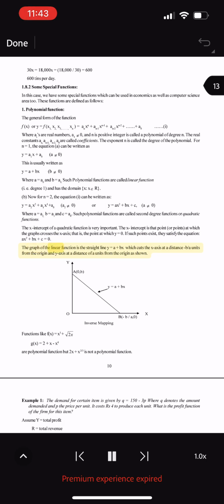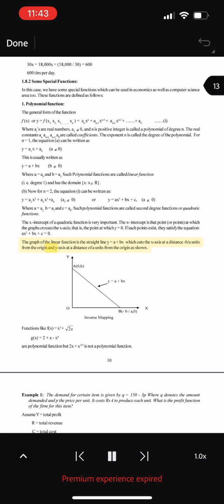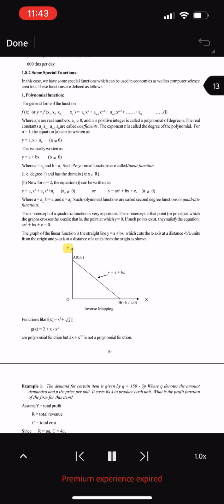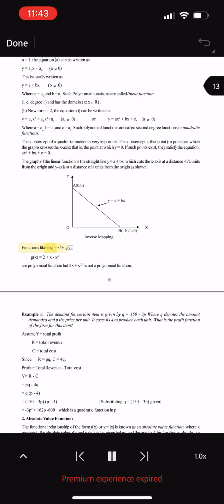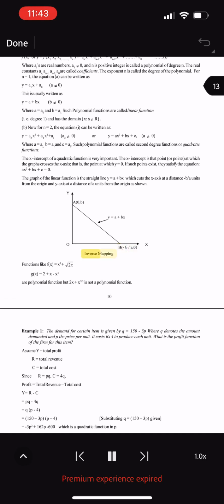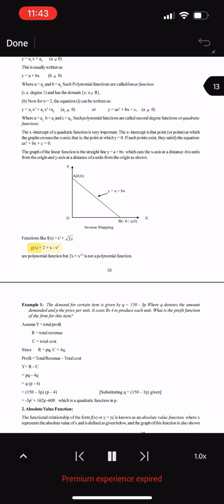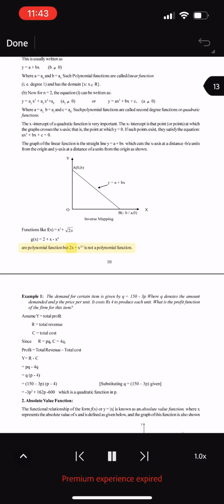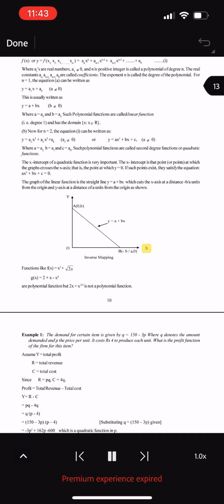The graph of the linear function is the straight line y equals a plus bx, which cuts the x-axis at a distance of a/b units from the origin and the y-axis at a distance of a units from the origin, as shown. Functions like f(x) equals x^3, y equals a plus bx, b not equal to 0, and g(x) equals 2 plus x^4 are polynomial functions, but 2x plus x^(2/3) is not a polynomial function.